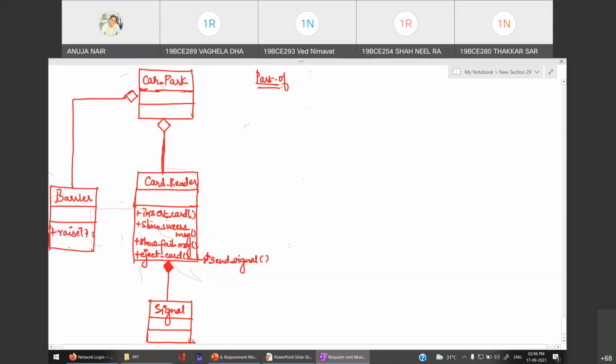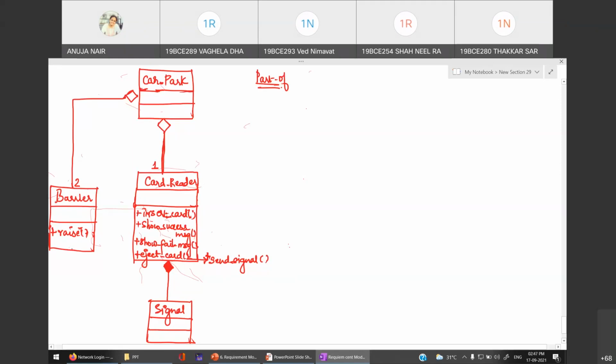Now, can I say what is the multiplicity over here? How many barriers should be there in the car park? Two, right? One in entry and one in exit. So I'll put two. And same goes for card reader, or should I put only one? How many card readers? One card reader, right? So one at the entry. At exit there is no card reader. So only at the entry there is a card reader.